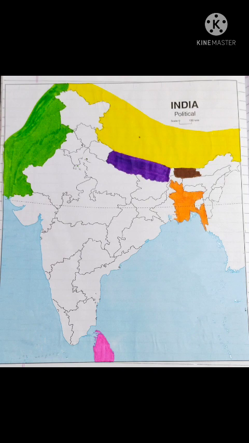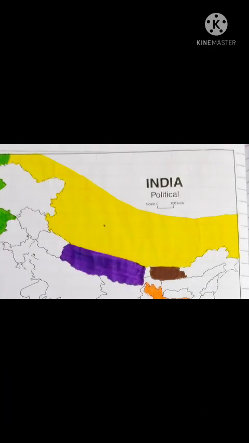You all know who are neighbors, and neighboring country means the countries that share their borders with India. The first neighboring country we will learn about is China. I have marked China with yellow color. It is to the north of India and is the world's most populous country.